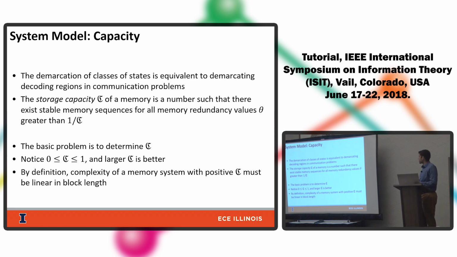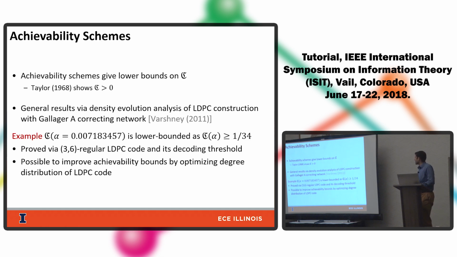Okay, and what Taylor's work and work that I did and others have done have been constructive architectures, and you can compute how well they do. But what's been lacking is lower bounds. Right? So how do you think about lower bounding something like this? And that's not so obvious. Okay? So these achievability schemes give lower bounds on the capacity. So Taylor showed it's positive, and for example, I proved that you can find very specific constructions and compute these bounds. Okay? And you can optimize degree distributions using techniques from coding theory.